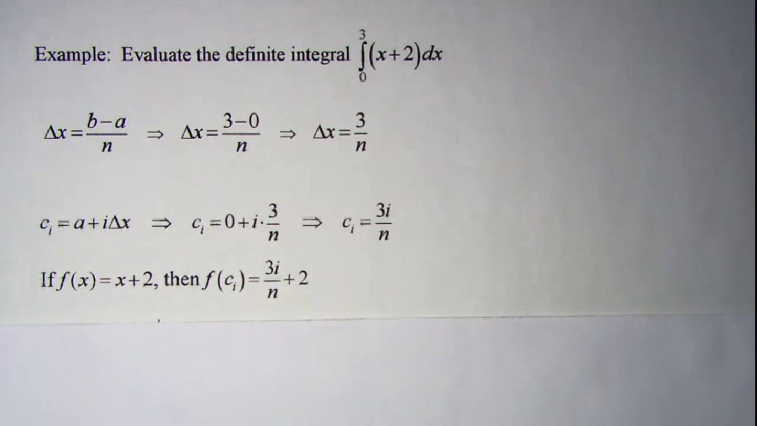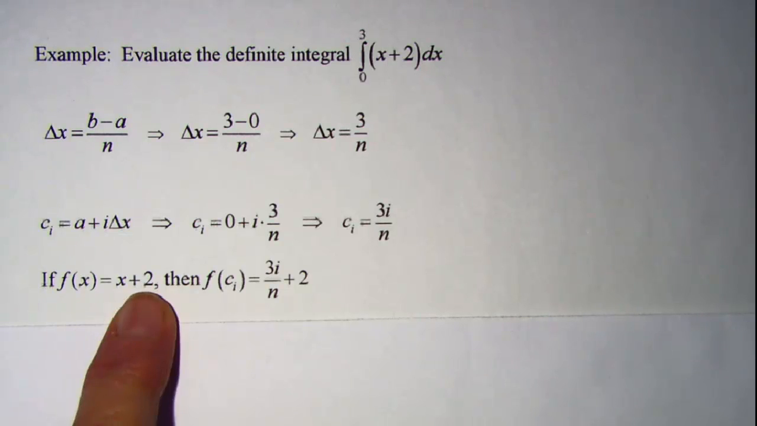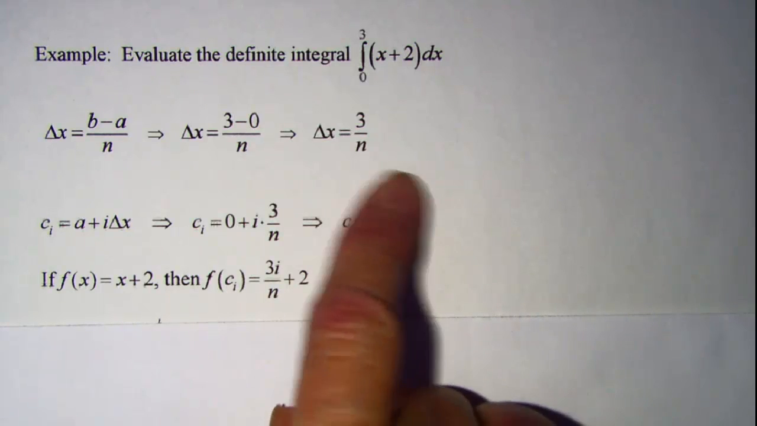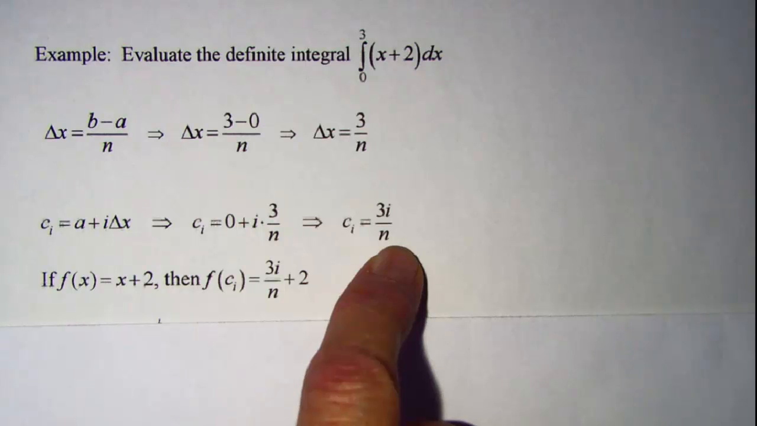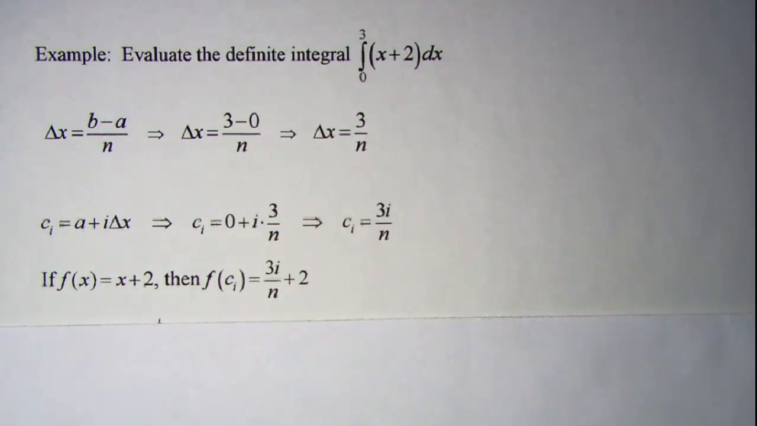Then also I'm going to show my function. If f of x is x plus 2, then f of c sub i, we're just going to sub in c sub i, which is 3i over n, into my function in place of x. So f of c sub i is 3i over n plus 2.